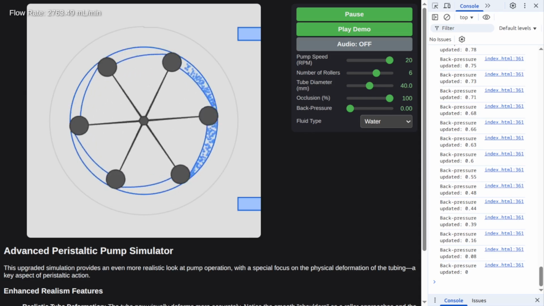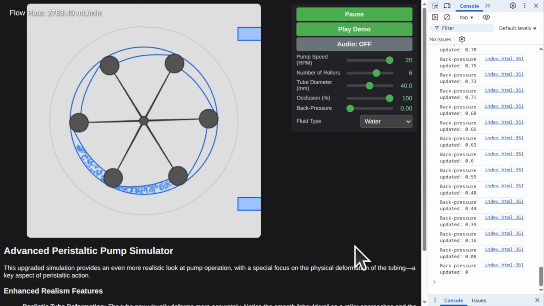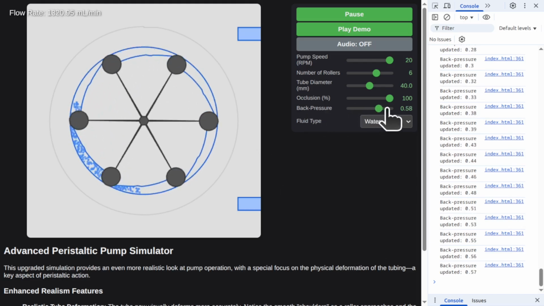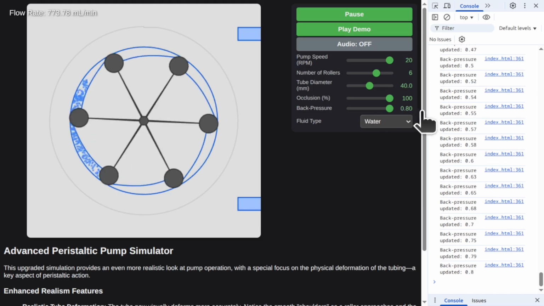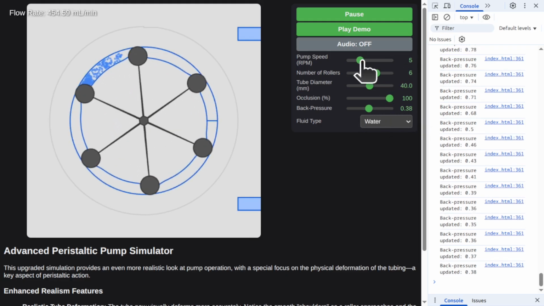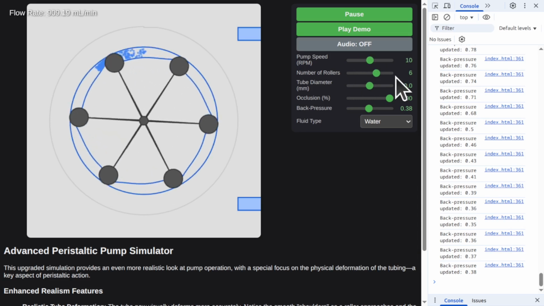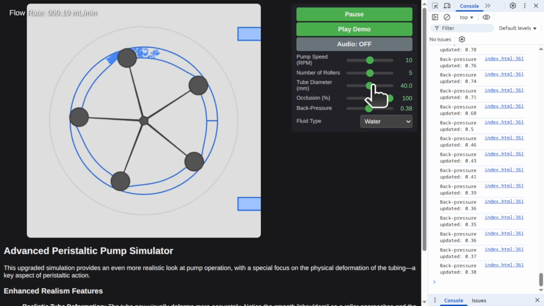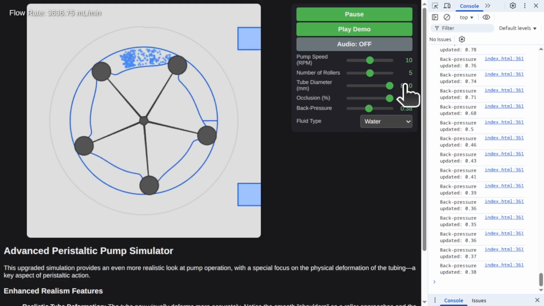You're looking at a screen displaying an Advanced Peristaltic Pump Simulator. On the left side, there's a visual representation of a pump with 6 rollers moving within a tube and a blue liquid inside the tube being pumped. Above this, it shows the flow rate at 2769.49 milliliters per minute. On the right, there are controls for the pump settings, including pump speed, number of rollers, tube diameter, occlusion percentage, back pressure, and fluid type.